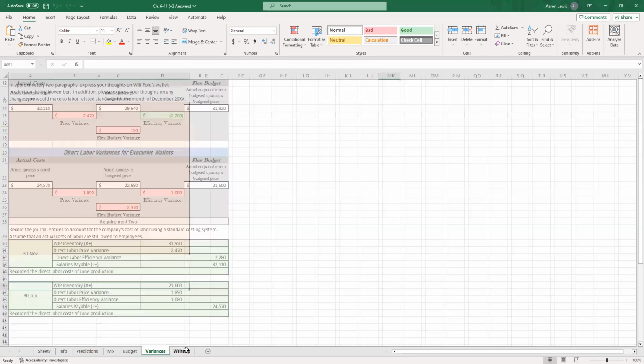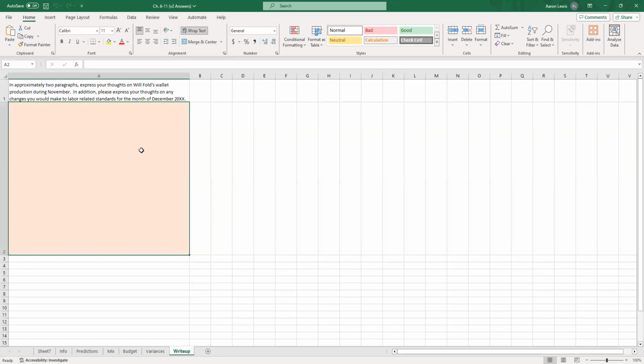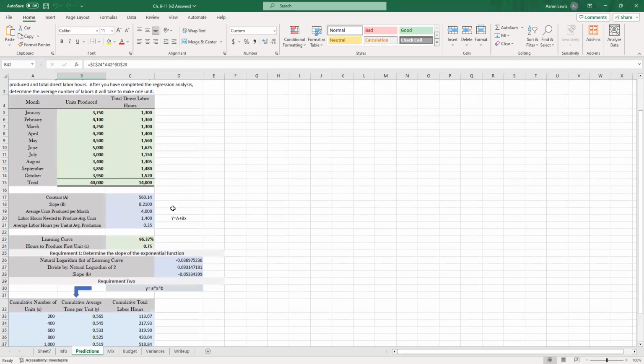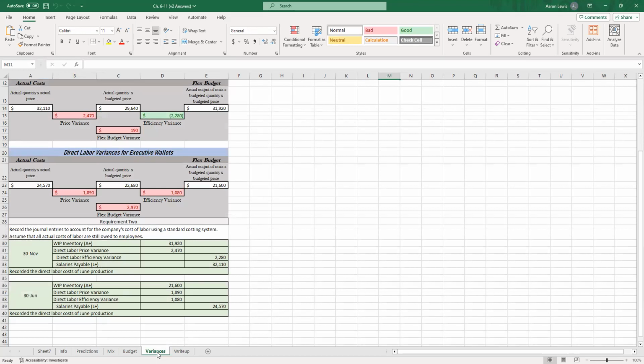So the last thing that you have is a write-up. And in the write-up, talk about the appropriateness of the way, in this instance, I was talking about the way that we determine hours. Was our learning curve what we thought it was going to be on the predictions? Did we overestimate how fast our employees are going to get better? What kind of variance would that lead to? Is this a big enough information set to really determine that it takes 0.35 hours? And then even beyond how well your model is for determining what labor costs are going to be, what other factors could go into this?